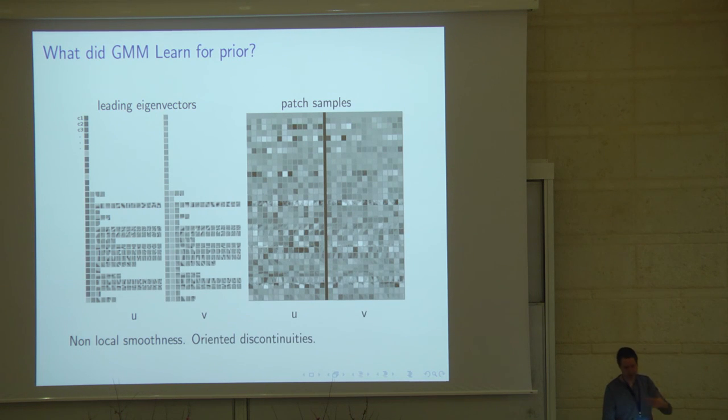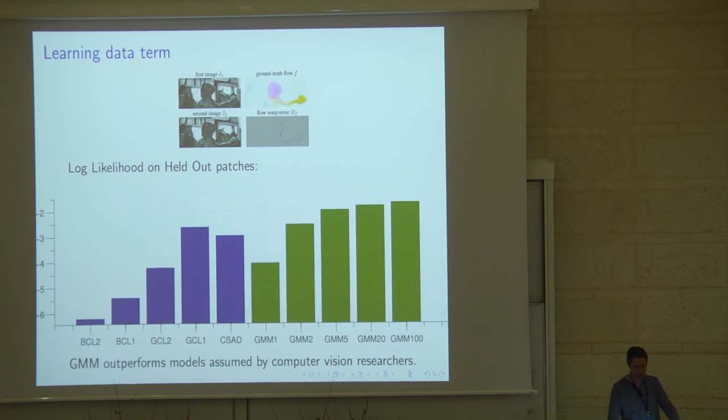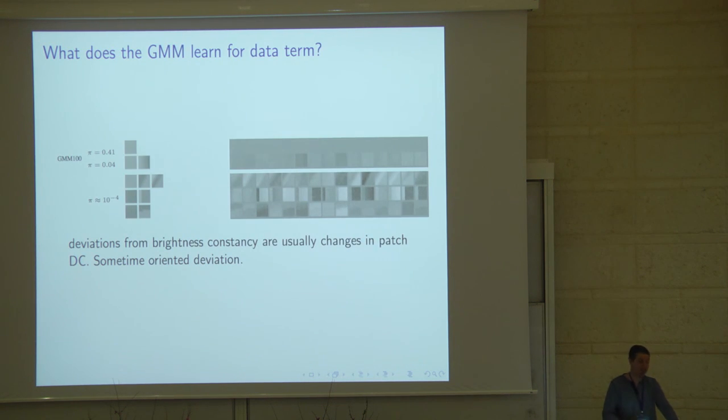And I don't have time to go into this, but just like I was mentioning with image restoration, because it's an interpretable probabilistic model, we can go in and understand what the model learned, and it's very interesting. We can talk about that more later. We did the same for the data term, and a similar story. People in the literature have argued about what is a better data term. We just learn it from the data, and we do better in terms of log likelihood on held out patches. And again, it's interpretable. We can go back and say, oh, this is what the GMM learned.